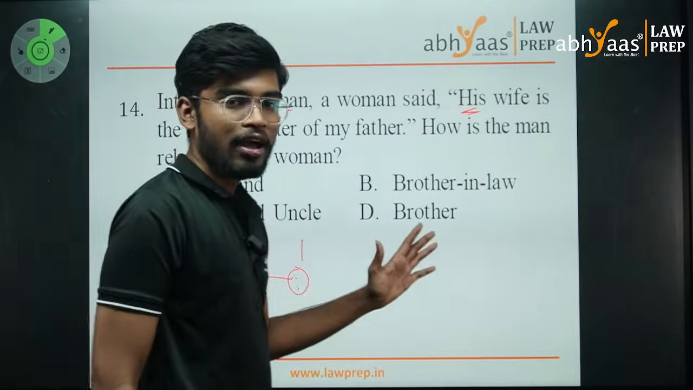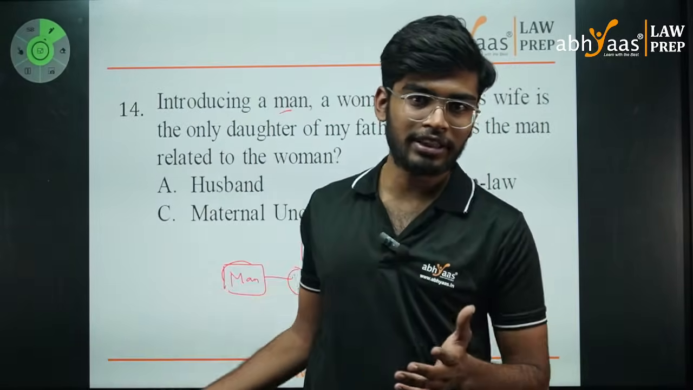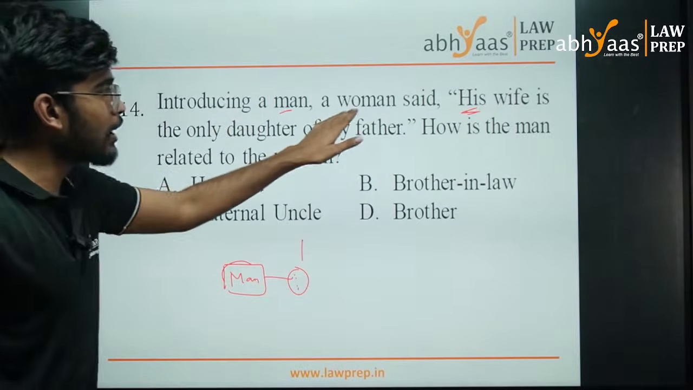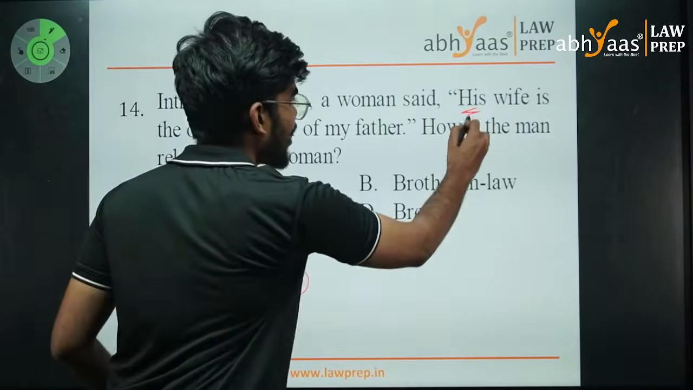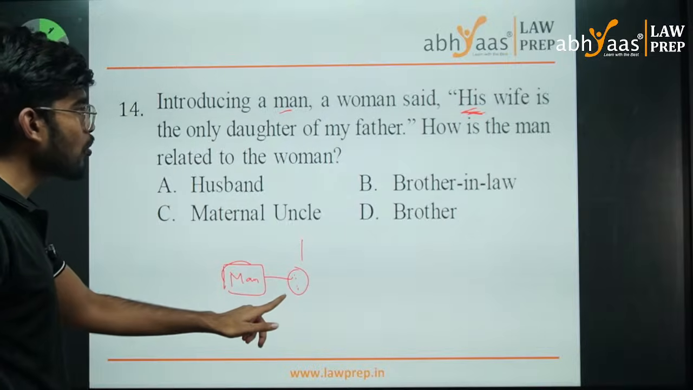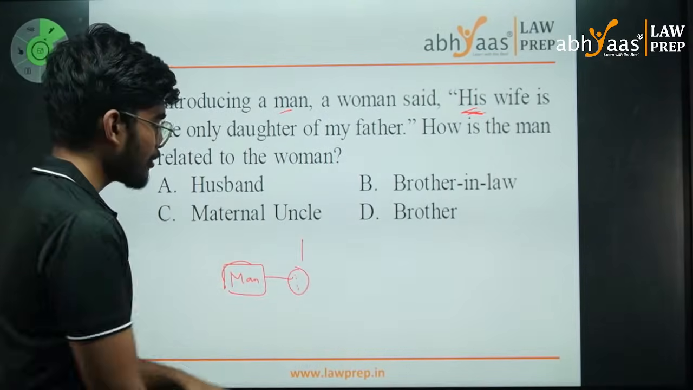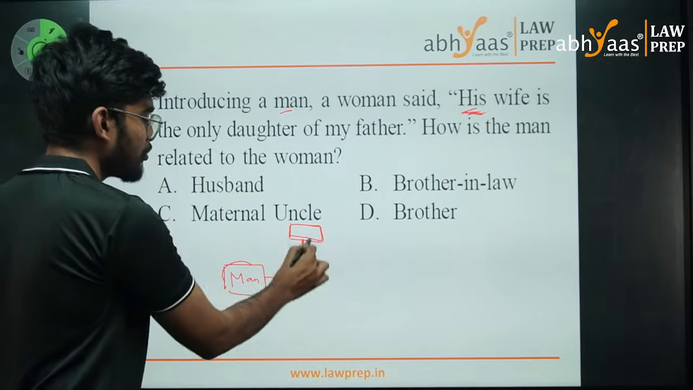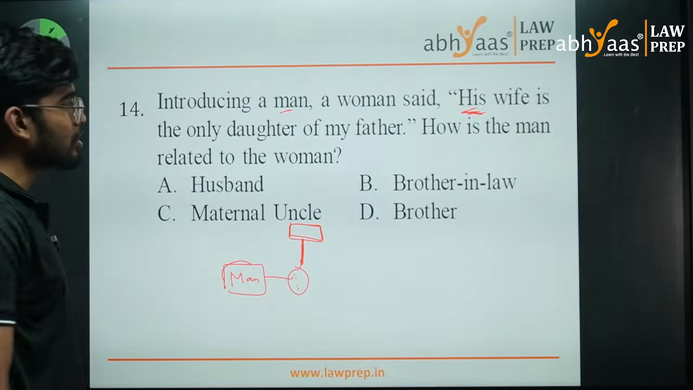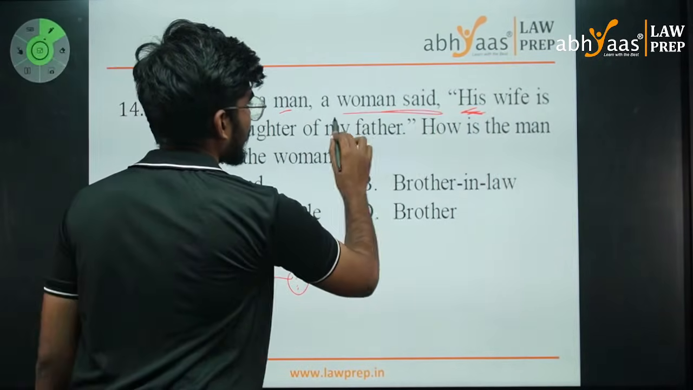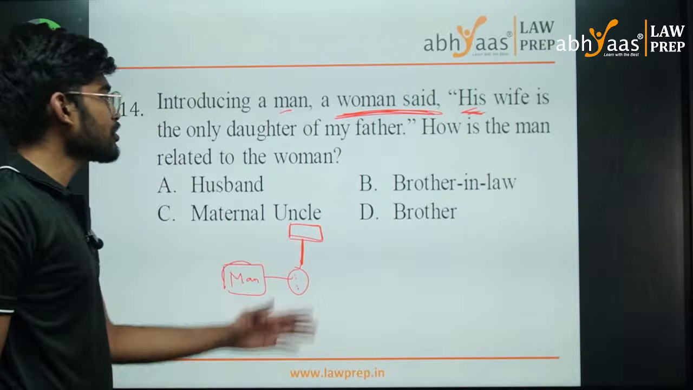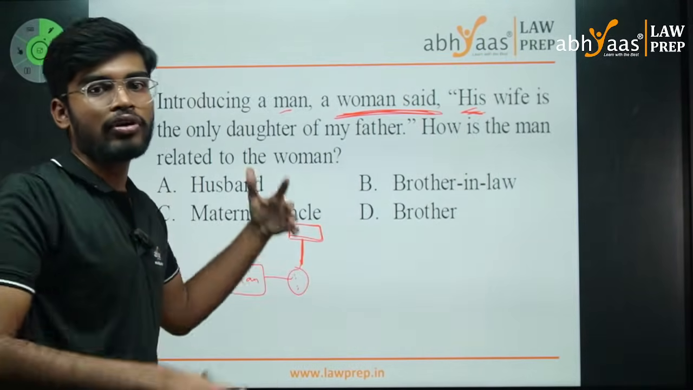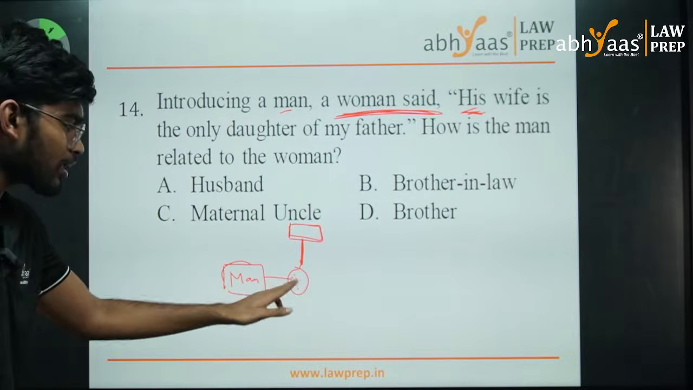See, we can answer this in under 15 seconds if you have enough practice. Introducing a man, a woman said his wife, that means the man's wife, is the only daughter of my father. That means here, only daughter of my father means it is the woman herself. See here, a woman is telling, if a woman is saying that someone is the only daughter of the woman's father, that means she is referring to the woman herself.